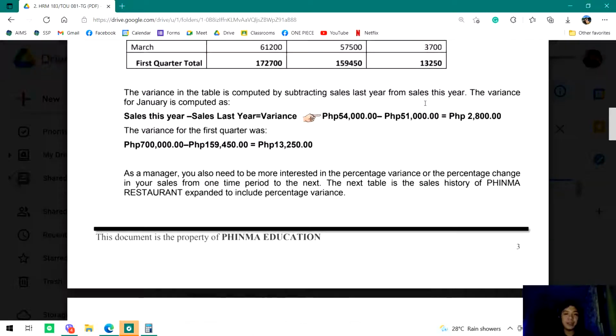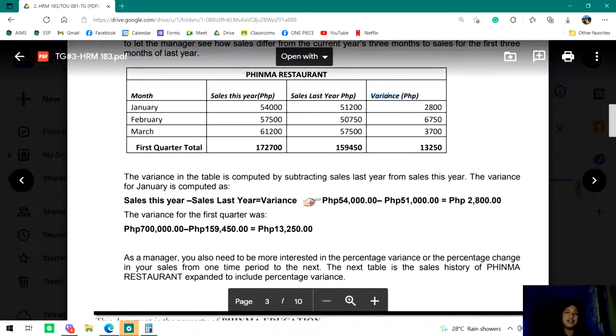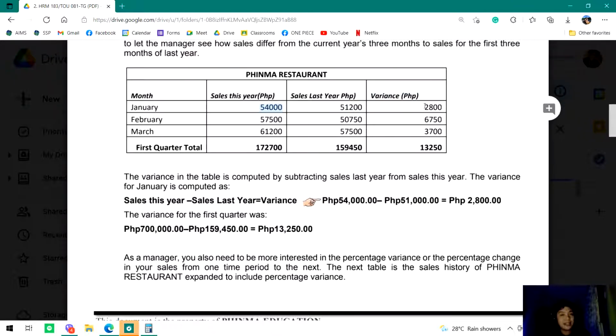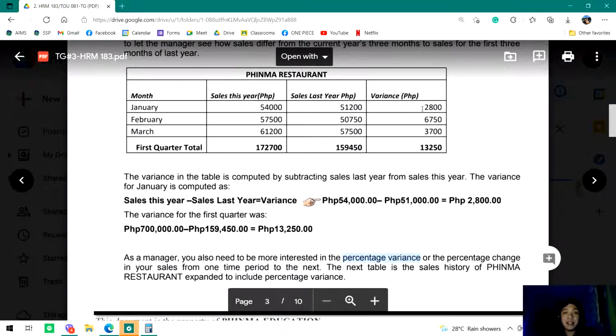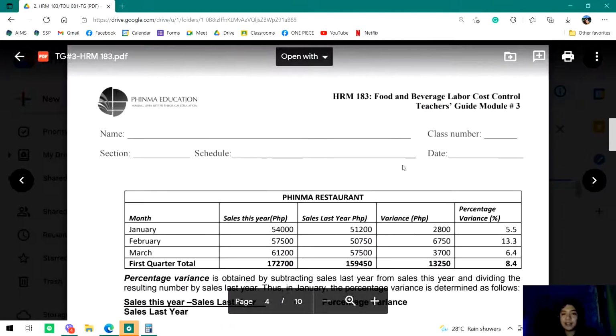Now, we will move forward. If we have this variance, we have to know how good the performance was. Of course, we have a figure here. We only know that January sales went up by 2,800 from last year to this year. But how do we know how high this is? This 2,800, is it 5%? Is it 10%? Is it a 20% increase? That's what we will discuss now in percentage variance. You have to compute the percentage to know how high or how good this is.